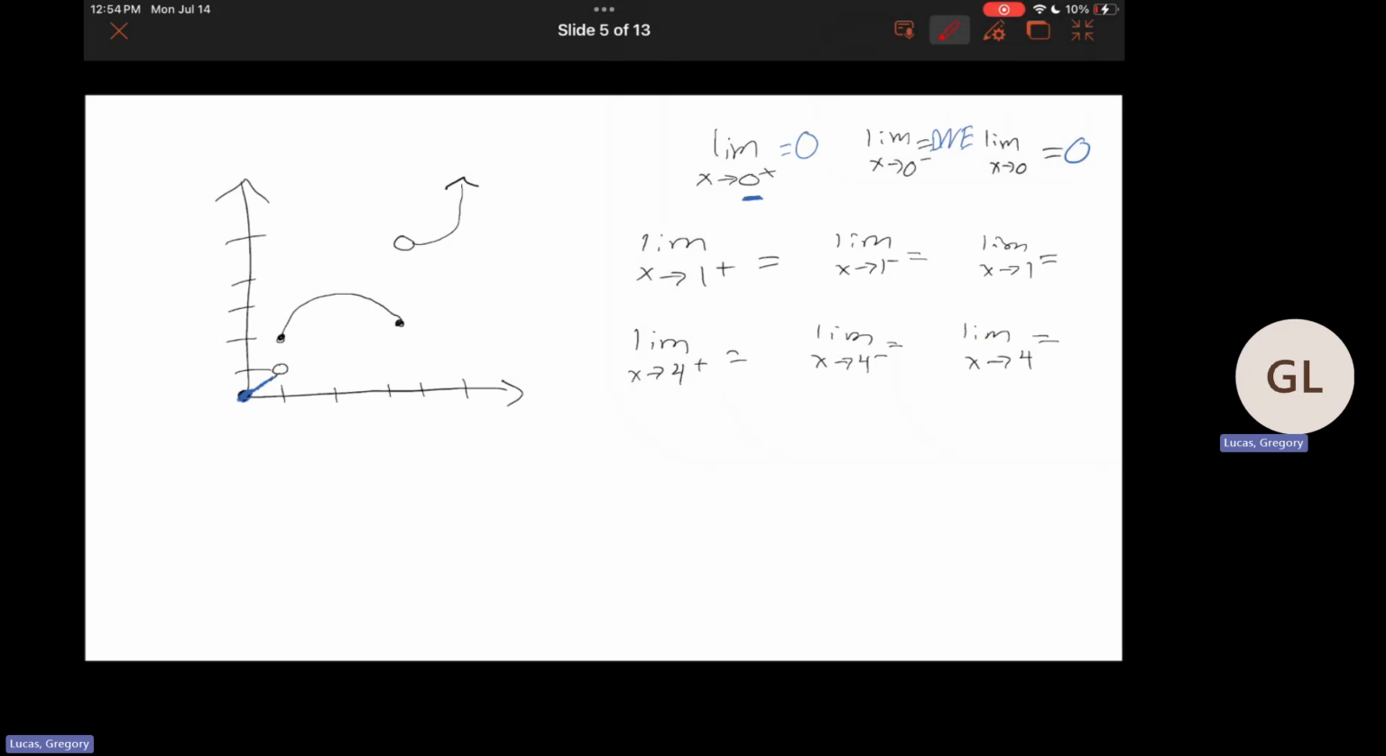All right, let's try 1. So from 1, I'll use red now. So the limit as x goes to 1 from the right. So I start anywhere on the graph to the right of 1. So this is 1, where I draw in red. I pick anywhere on the graph to the right. So let's pick here. That's on the right. I'm going to approach 1. As I approach 1, I'm thinking, what's the y value? So the x value is 1. This y value is 2.